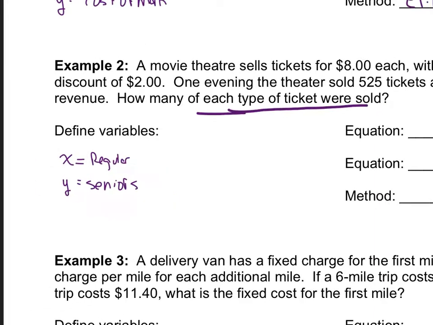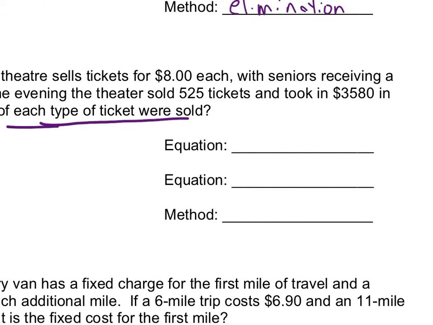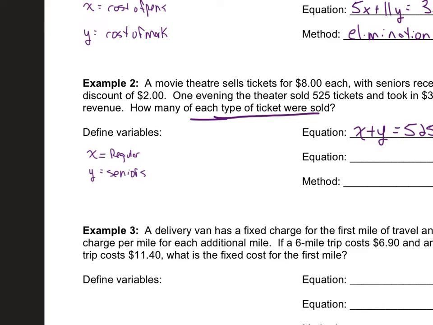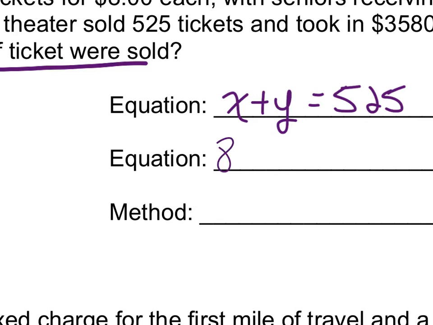So I know that X plus Y will give me the total number of people that went, because X is the number of regulars, Y is the number of seniors. So my first equation is X plus Y equals the total number of tickets, 525. Now the other one goes on ticket costs and price. So I know that I pay $8 for a regular ticket, so 8 times however many people bought it, plus $2 less than that for seniors times the number of seniors should equal my total amount of money, $3,580. And there's your 2 equations.